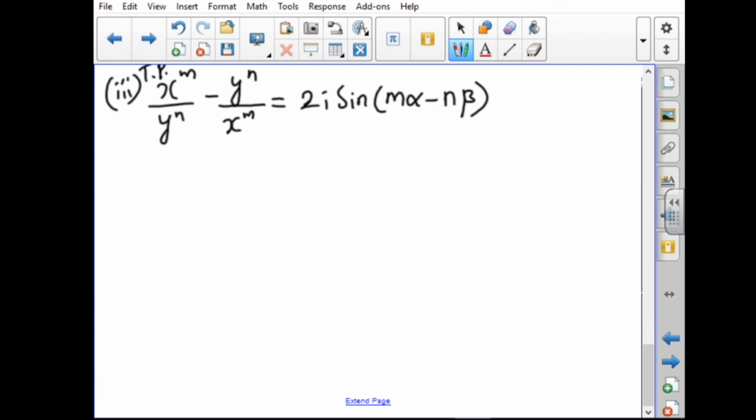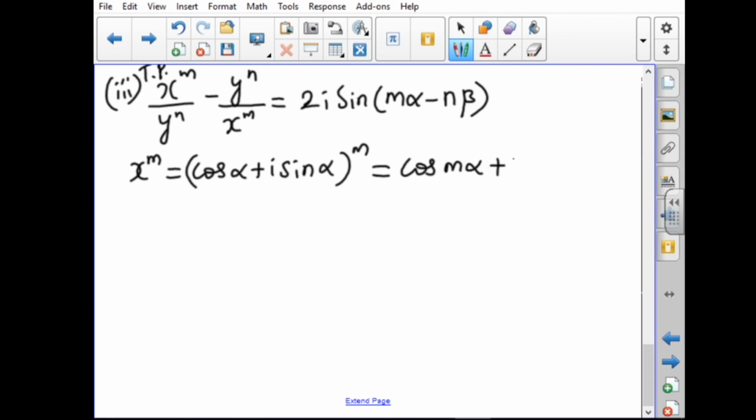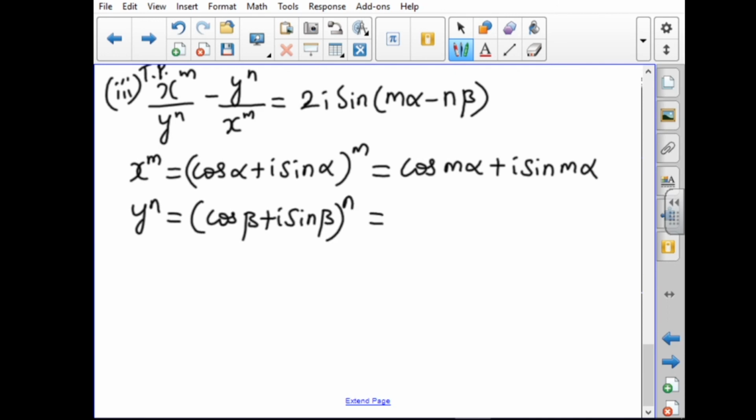So to prove this, let us find out x power m and y power n first. x power m is equal to cos alpha plus i sine alpha whole power m. Using De Moivre's theorem, we can take the power inside. So it becomes cos m alpha plus i sine m alpha. Similarly, y power n is cos beta plus i sine beta whole power n. Using De Moivre's theorem, bring the power inside: cos n beta plus i sine n beta.